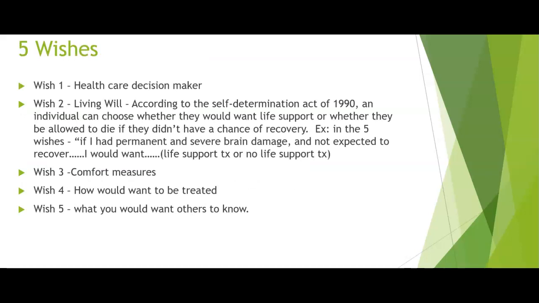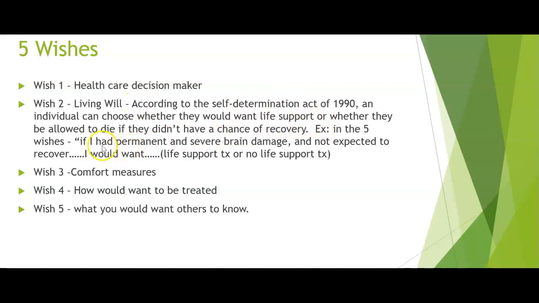Five Wishes is really neat because it is an advance directive. Wish 1 is your healthcare decision maker. Who do you want to make medical decisions for you if you cannot speak for yourself? The second part, wish 2, is the living will. So what type of support?